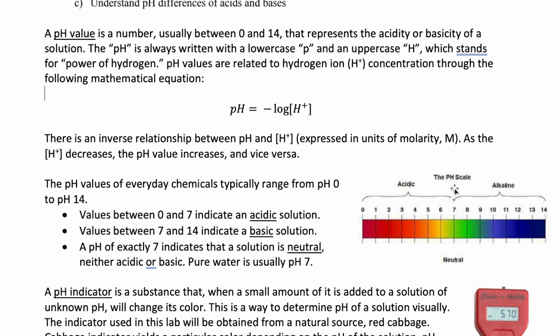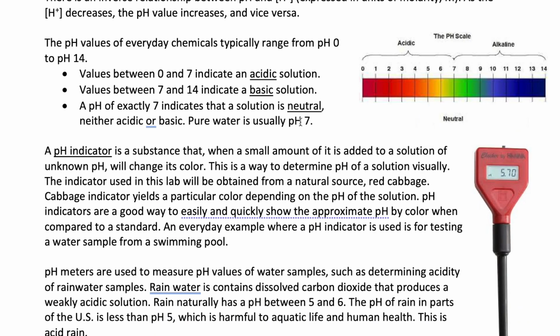A solution that has a pH of less than 7 is considered acidic, whereas if its pH is higher than 7, it's considered basic or alkaline. If the pH is exactly at 7, then it's considered neutral. Pure water would have a pH of 7.